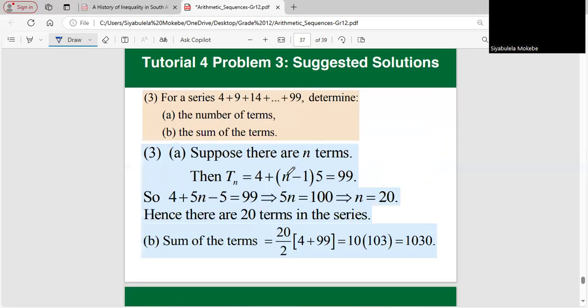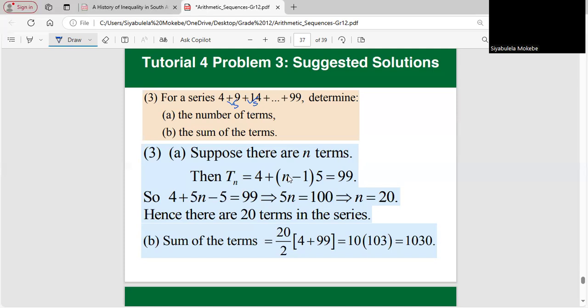Okay. Now for a series 4 plus 9 plus 14 up to 99. Notice that the last term is given. Determine the number of terms. Because in this case, we don't know whether this is an arithmetic or a geometric series, just check whether you have a common difference. 4 to 9 is 5, 9 to 14 is 5. So it's an arithmetic series.